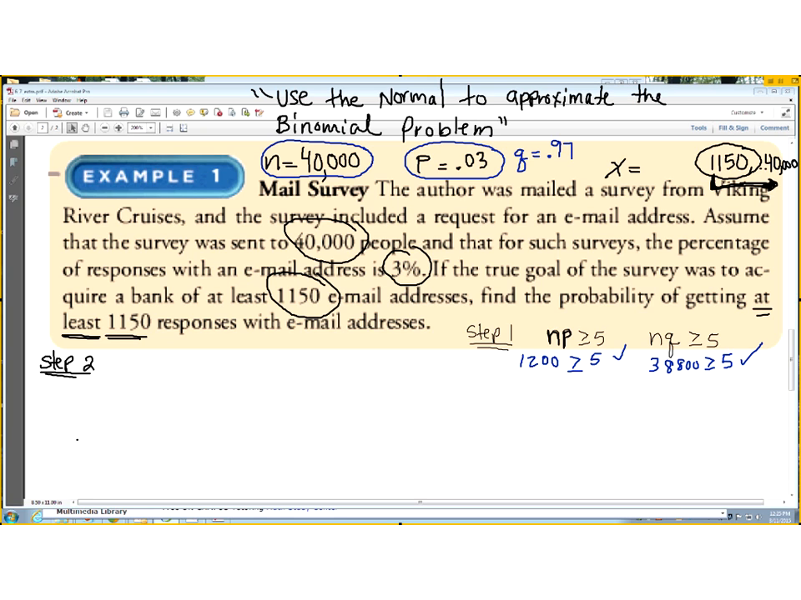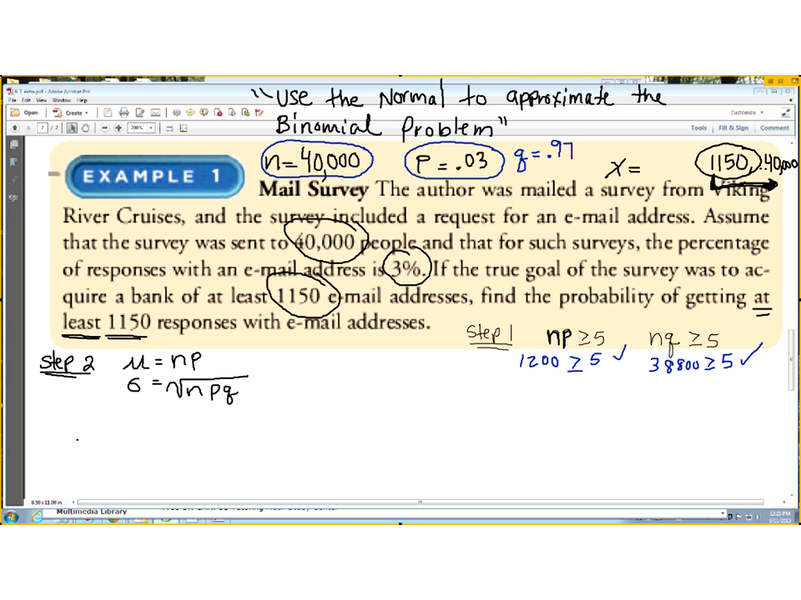Okay, so now when we go to step 2, step 2 requires that we find the mean and the standard deviation. Now I'm putting these in steps just so that you can match it up to the notes, but you don't actually have to label step 1, step 2, step 3. As long as you just do it in order and it's neat, I'm okay with that. So step 2, we had to find the mean and we had to find the standard deviation. Now the mean for binomial type problems, the formula was n times p. The standard deviation for binomial type problems was the square root of n times p times q.